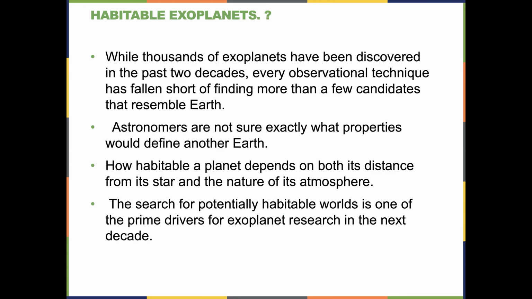Now, while thousands of exoplanets have been discovered in the past 2 decades, every observational technique has fallen short of finding more than a few candidates that resemble Earth. So we have just a few candidates which are very similar to Earth. The problem is that astronomers are not sure exactly what properties would define another Earth, and how habitable a planet is depends on both its distance from its star and the nature of its atmosphere.